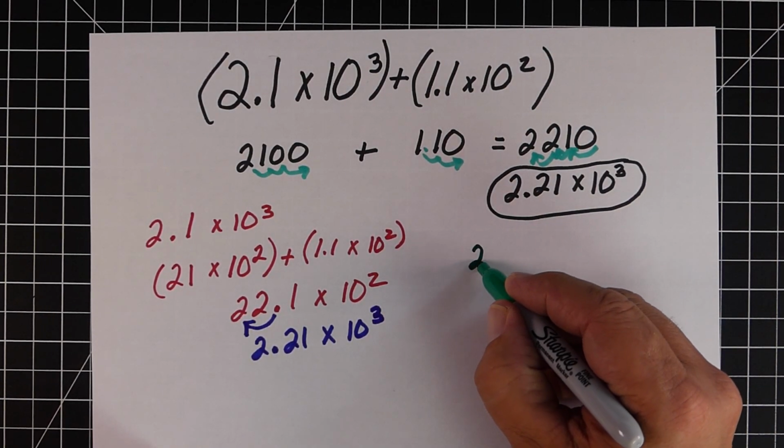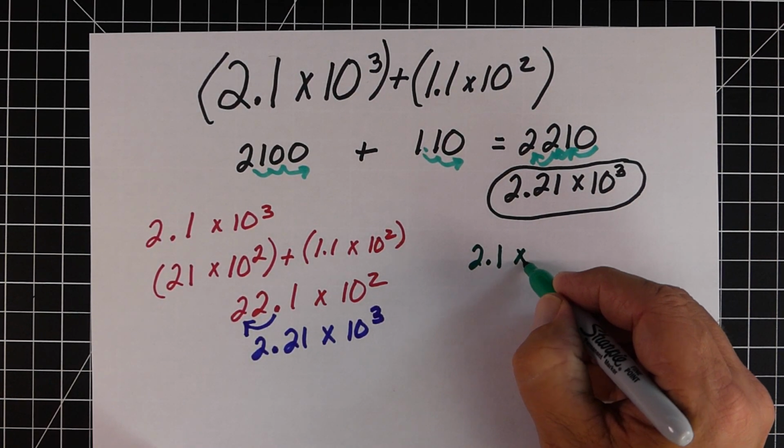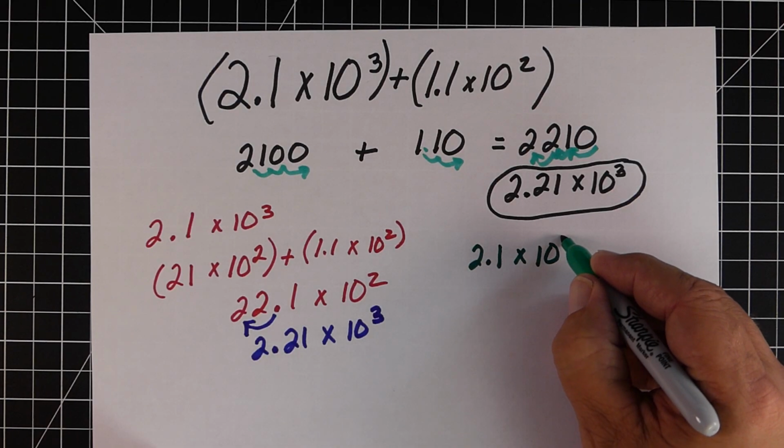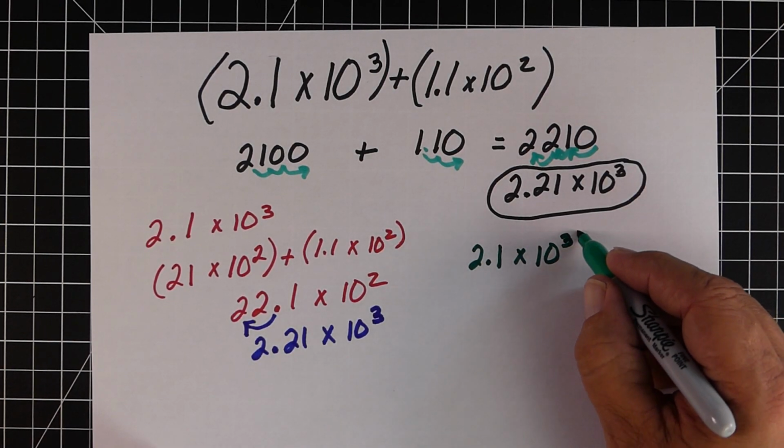You can also do it the other way. You could also take the exponent that's the second and turn it into the third.